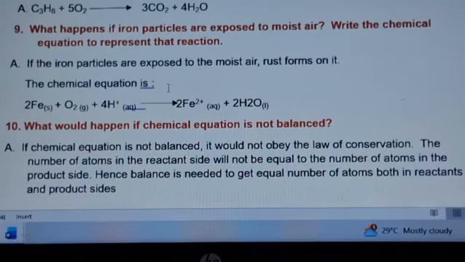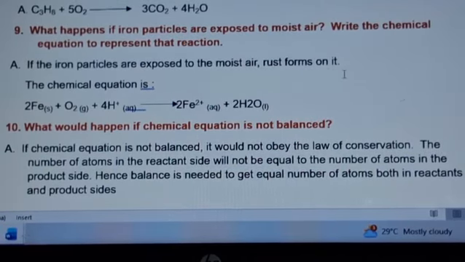Iron, when it comes in contact with moist air, means air with more amount of water vapor in it, then definitely it gives rise to rust, the reddish color. So the solid, very tough iron becomes a very easily broken substance. Means just with 2 fingers, if you crush it, it becomes a powder. So delicate it becomes after getting in contact with moisture, because it is getting rusted. So if iron particles are exposed to moisture, rust forms on it.